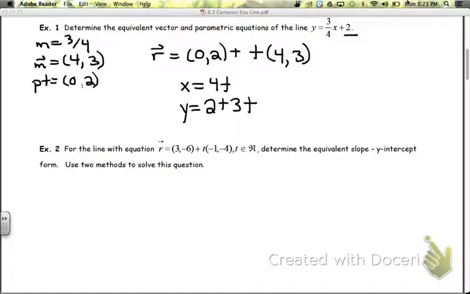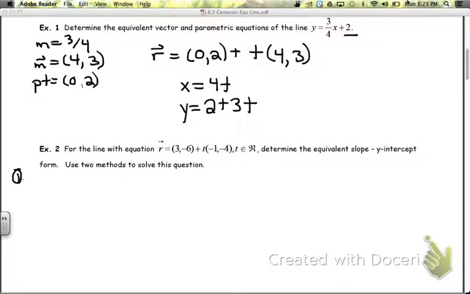Example 2: for the line with the vector equation r equals (3, -6) plus t times (-1, -4), where t is an element of the real numbers, determine the equivalent slope and y-intercept form. We want to use two different methods to solve this. This will make sure that you are aware that you can solve it in two different ways. So, first way, let's look at it.